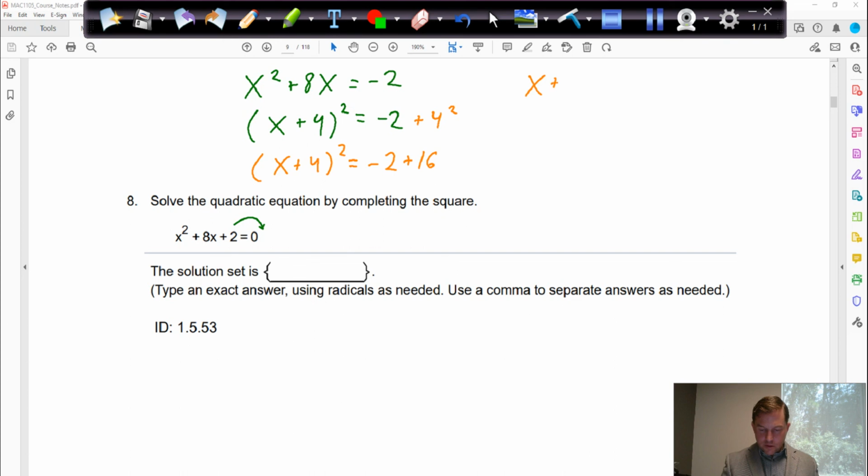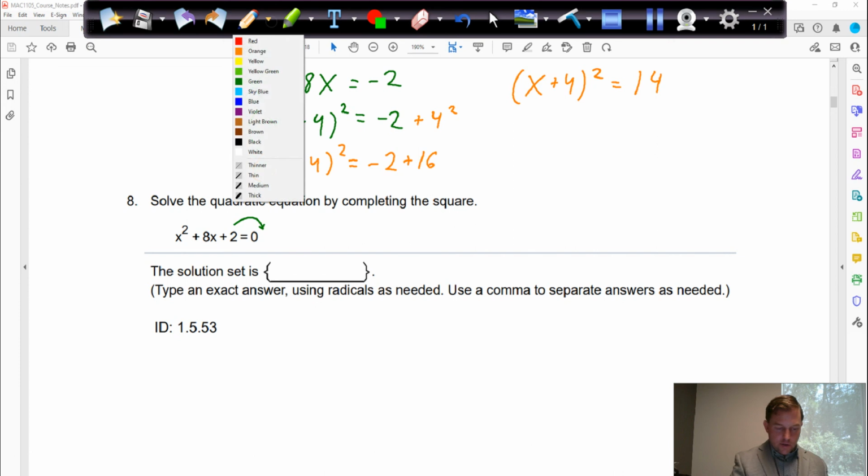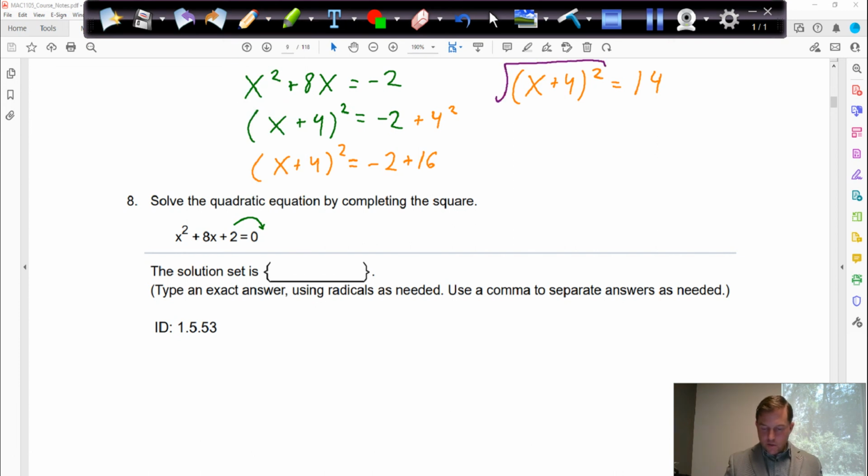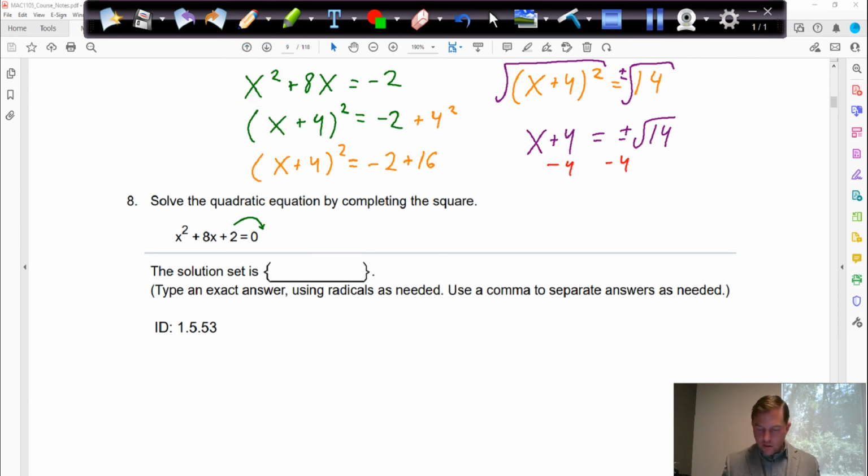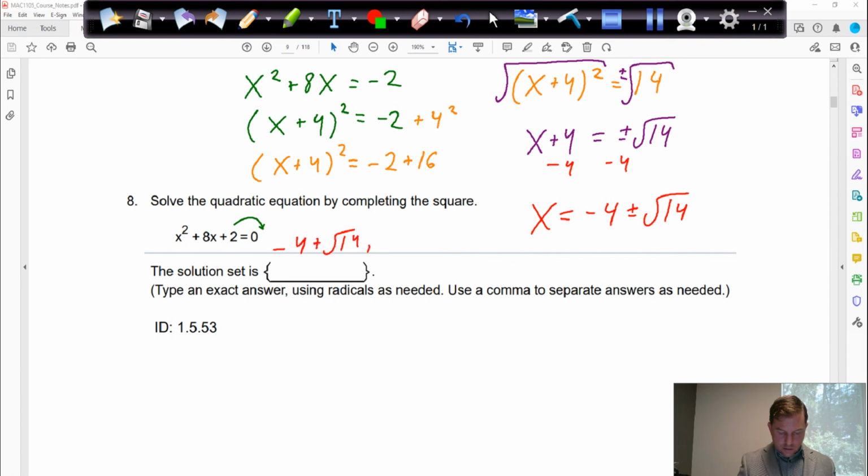So we get x plus 4 squared equals 14. And now here's where we do our trick. To get rid of that 2, we square root this side, and add a plus or minus. So we get x plus 4 equals plus or minus the square root of 14. Now the factors of 14 are just 1 and 14 and 2 and 7. None of those four numbers are perfect squares. So it's not going to simplify, so we'll leave it like that. The last step is to subtract 4 from both sides and get x equals negative 4 plus or minus the square root of 14, comma, and those are the two answers you would type out.